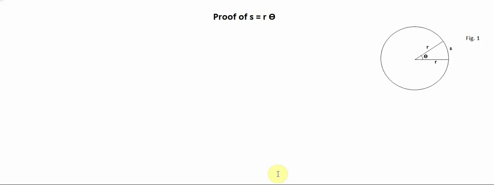Greetings. In this video we are going to derive the relation S is equal to r theta for a circle. S is the arc length, r is the radius, and theta is the angle subtended by the arc.